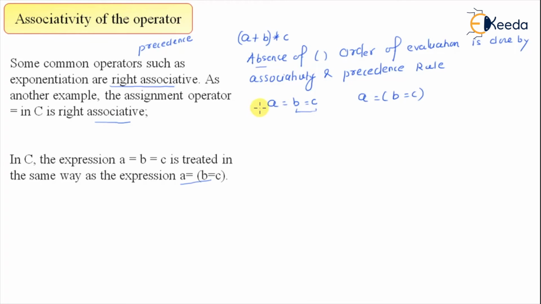Similarly, the common way to understand this is the middle operator. Is the middle operator associated with the left or the right? If it is right associative, then the statement B = C will be first. If it is left associative, then A = B will be first. So the association of B, the middle one, is with which operator, left or right? That decides the order, and it is decided by the associativity rule.